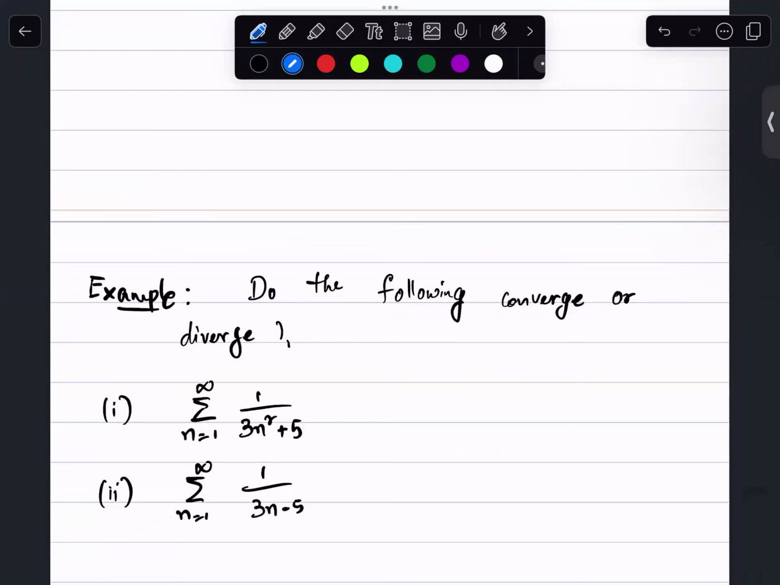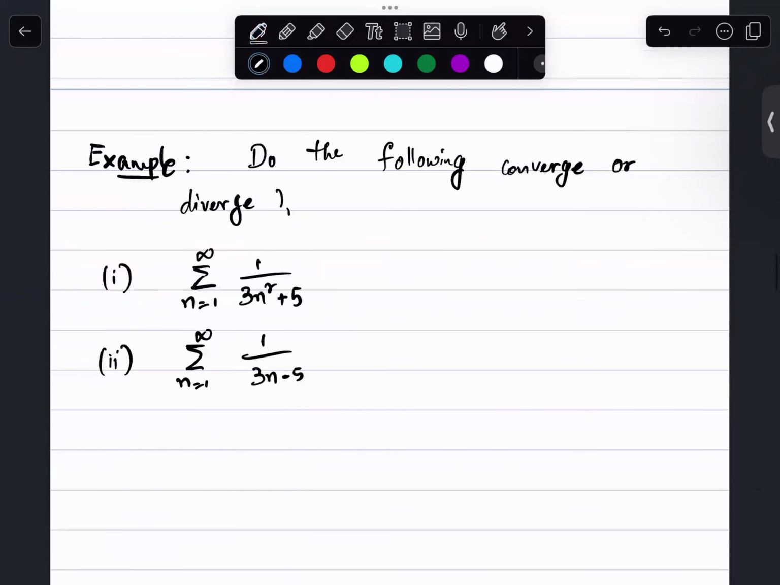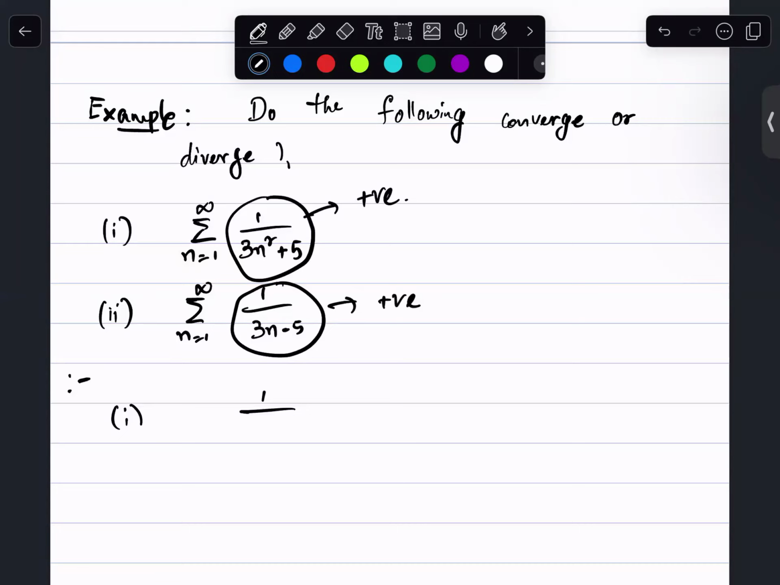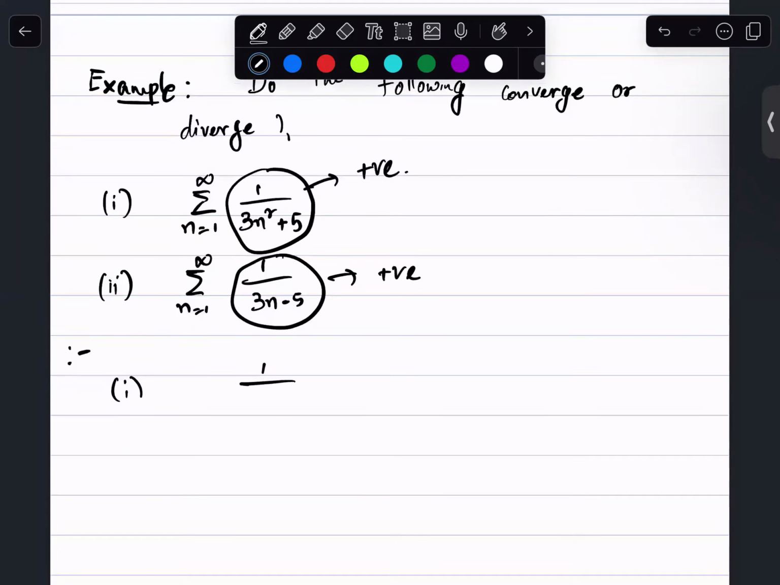Now, examples. For the first one, we want to apply the direct comparison test. I can see that these terms are positive, okay? There's no confusion about that. You can check if you want. If you put in 1, 2, 3, 4, anything, then the terms will be positive. So we can apply the comparison test.